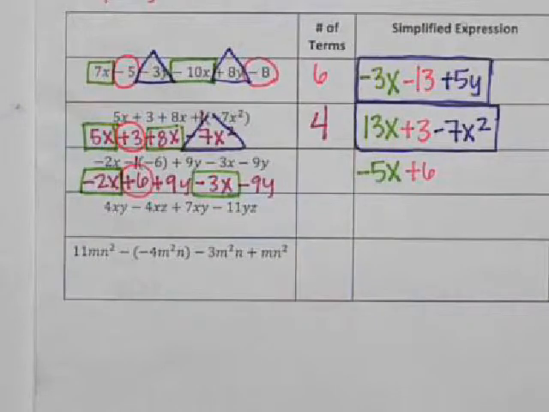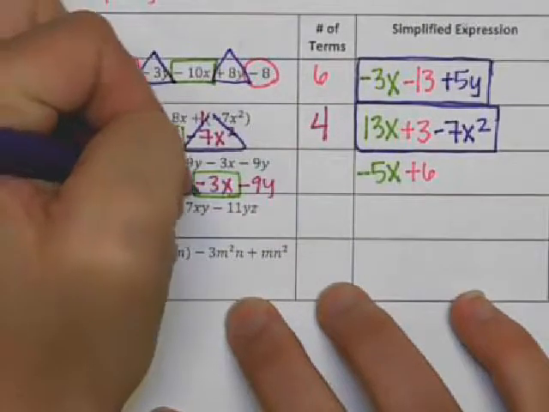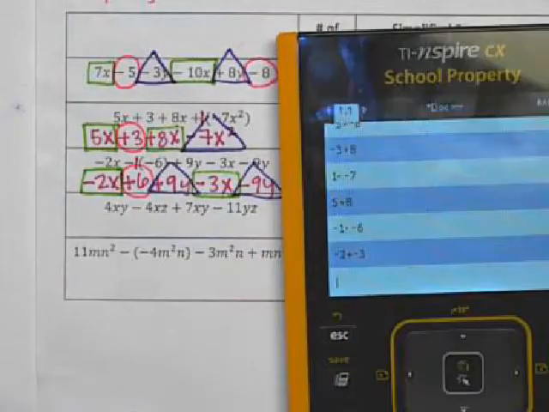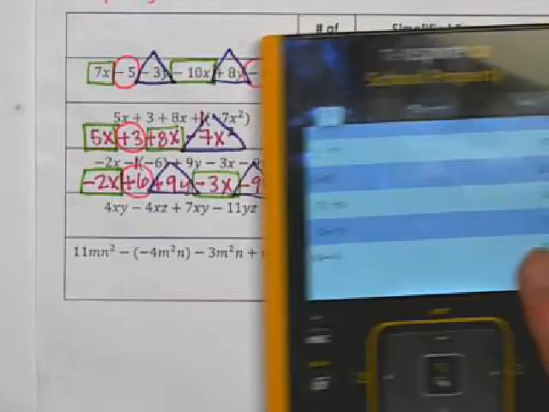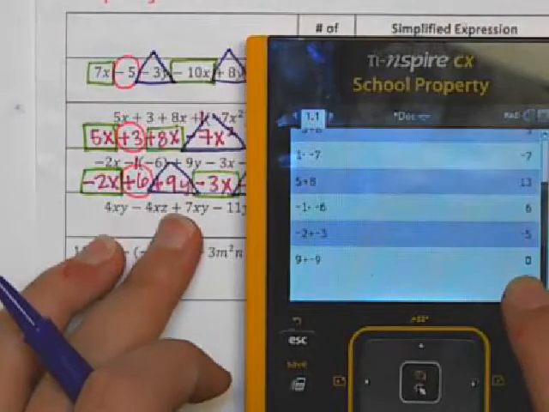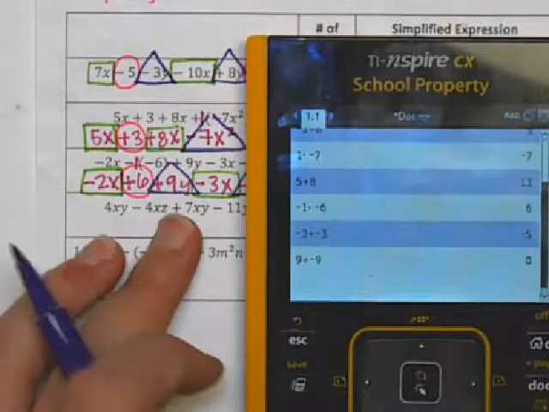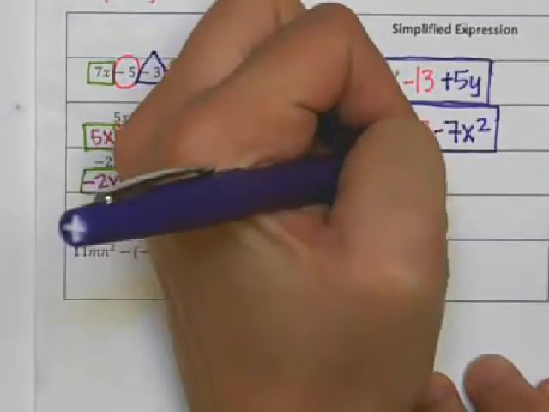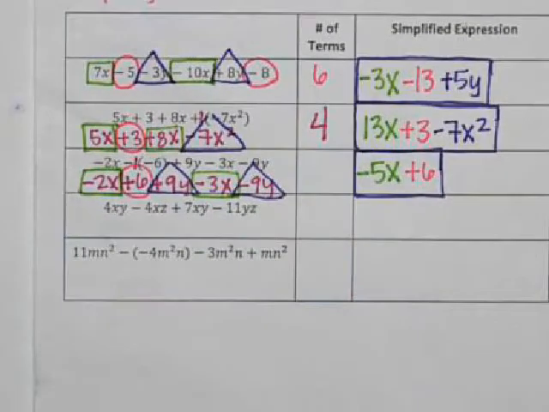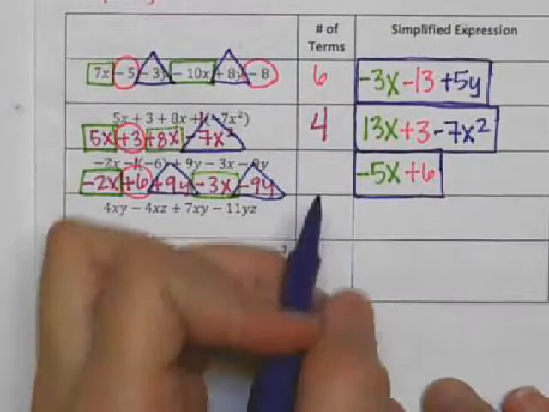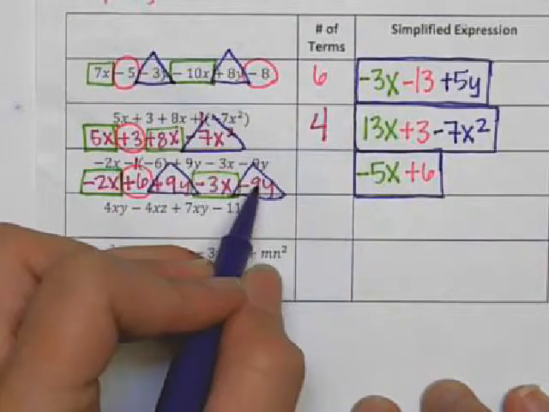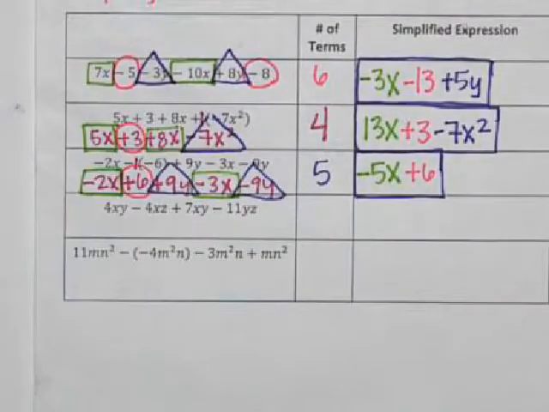And then last, I've got a +9y and a -9y. They both have a y, so they're like terms. I'm going to combine them. And in my calculator, I get 0. Okay? I'm left with 0 y's. If I have 0 y's, I'm not going to write anything because I have 0 of them. So this is my answer. Oh, and I forgot to write the number of terms here, which is 1, 2, 3, 4, 5 terms. Sorry.